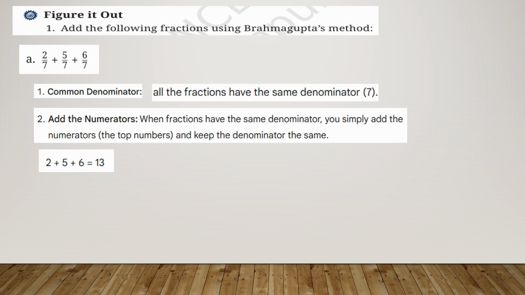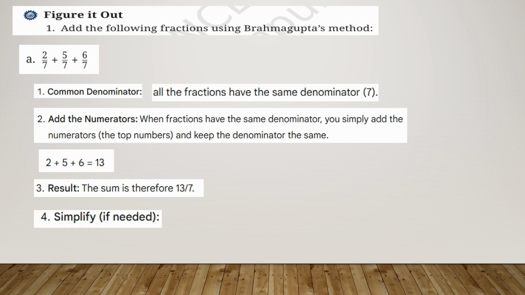Okay. So what is the sum of the numerators? 2 plus 5 plus 6 is 13. So the sum is therefore 13 by 7. 2 by 7 plus 5 by 7 plus 6 by 7 is 13 by 7. The denominator remains the same. We can simplify this result. See, 13 by 7: 1 into 7 is 7, then the remainder is 6. So 1 and 6 by 7. If we simplify 13 by 7, we will get 1 6 by 7.